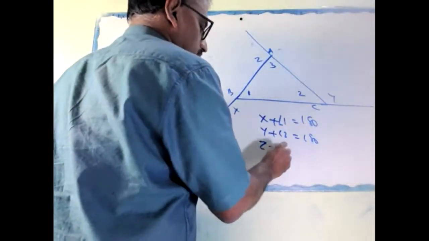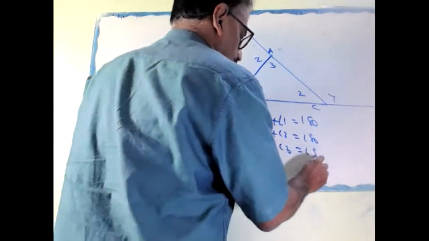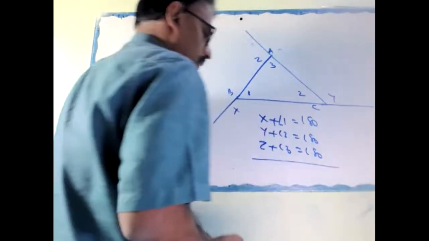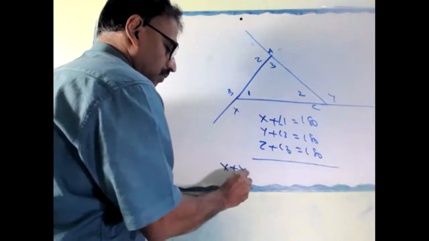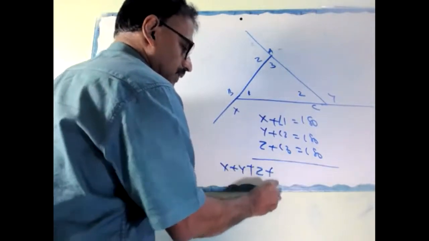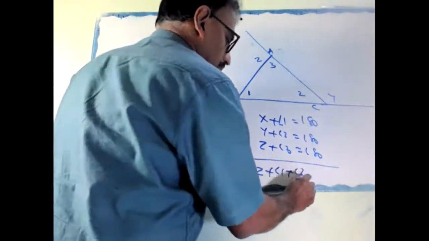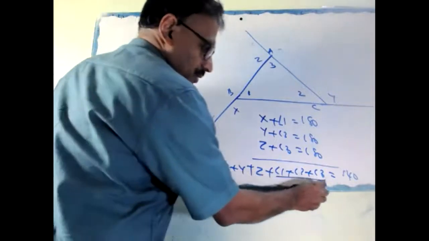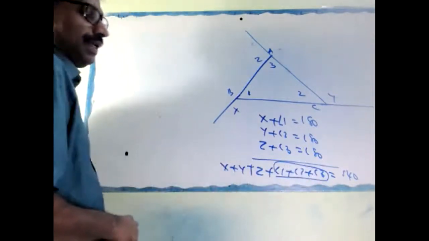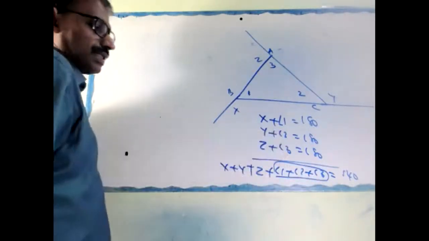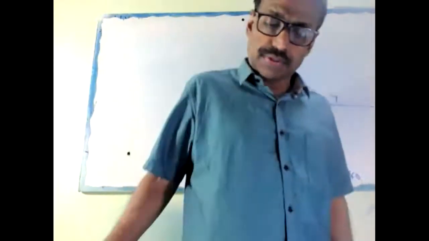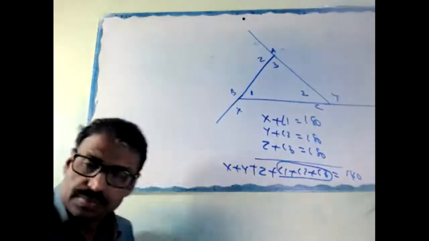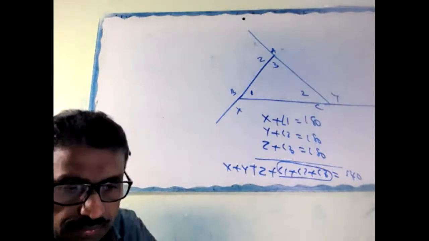Z plus angle 3 equal to 180 degrees. Add all. X plus Y plus Z plus angle 1 plus angle 2 plus angle 3 equal to 540. But 1 plus 2 plus 3, how much? 180. So 180 going that side, it will be 360. Okay, right first. It's clear now?